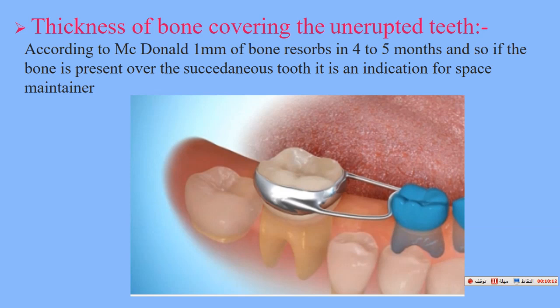So if the bone present is 1 millimeter or more, it means the tooth is not nearly erupted, so we must put the space maintainer to prevent the space loss as possible. If there is no bone, only soft tissue, this means the succedaneous tooth is nearly erupted, so there is no need for any space maintainer. But if it is covered with bone, especially more than 1 millimeter, this is the indication for the space maintainer.